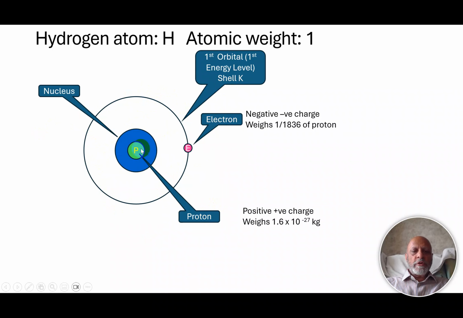The number of protons is always equal to the number of electrons, and the proton weighs 10 to the power minus 27 kg, and the electron weighs about 2,000 times less than the proton. So if you were to see, imagine a proton is the size of a football, then the atom is the size of the football field. So that's the ratio.